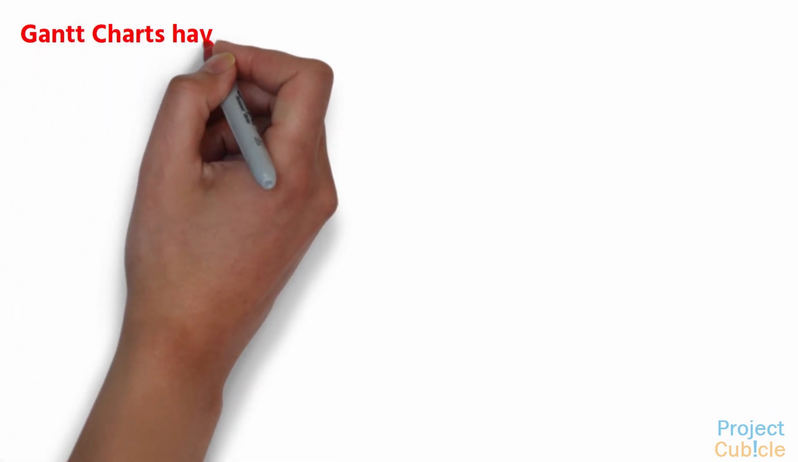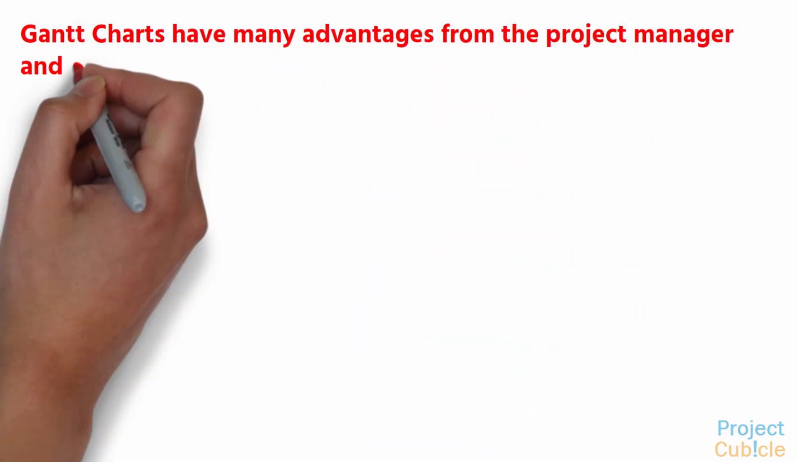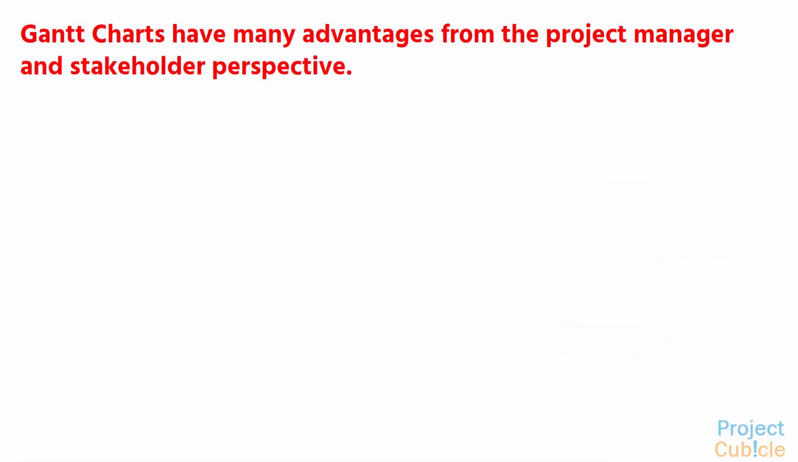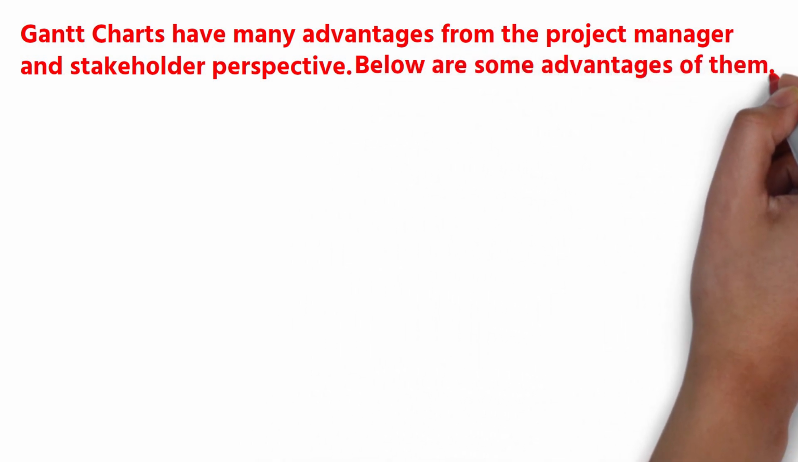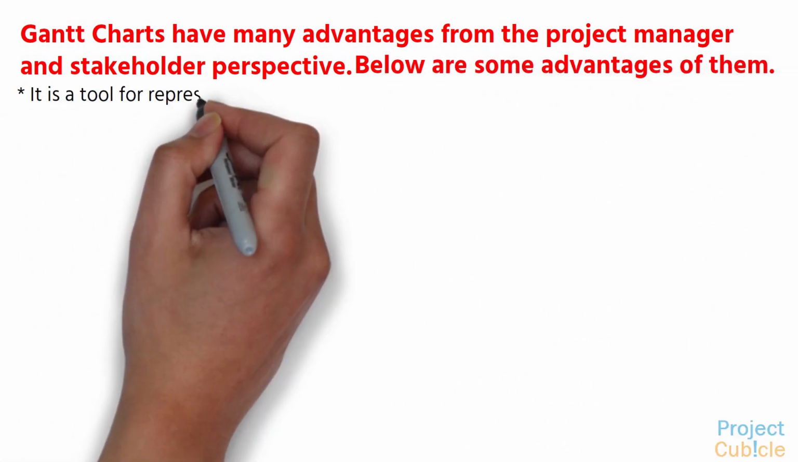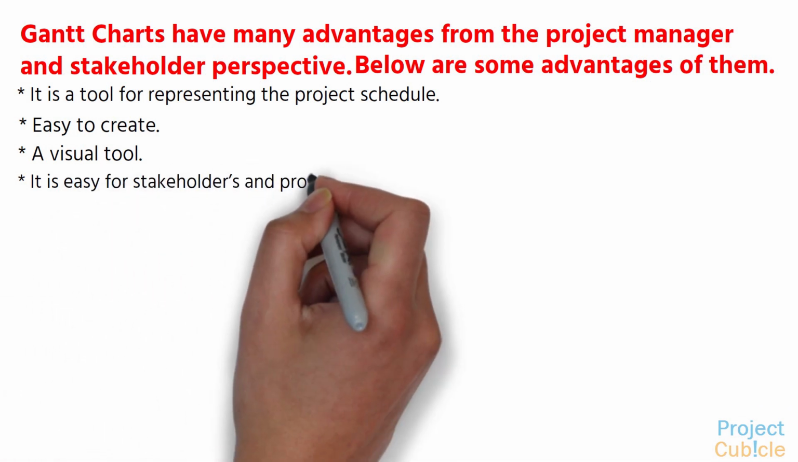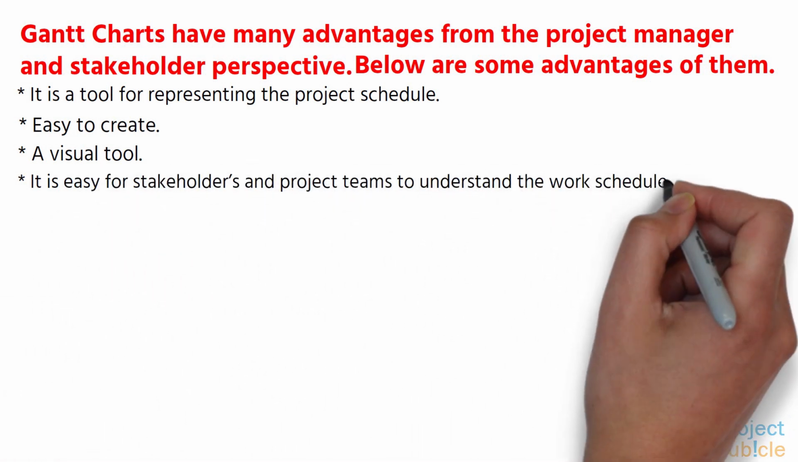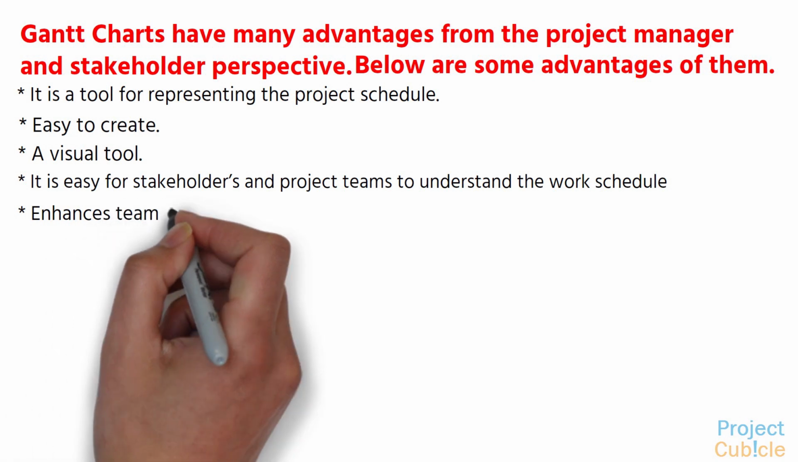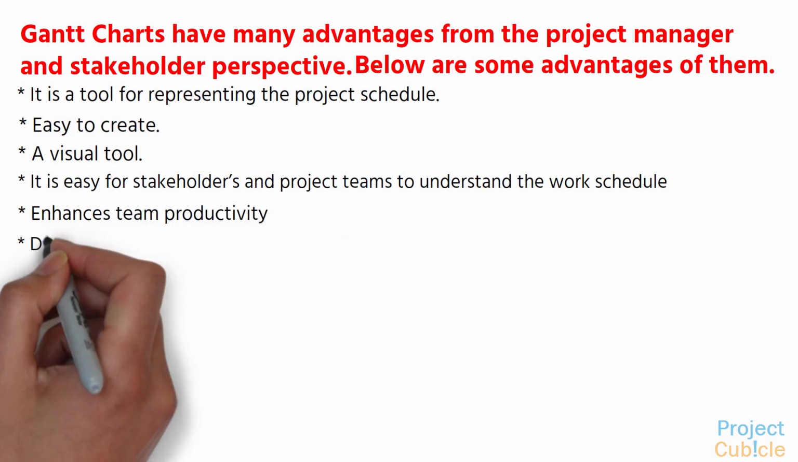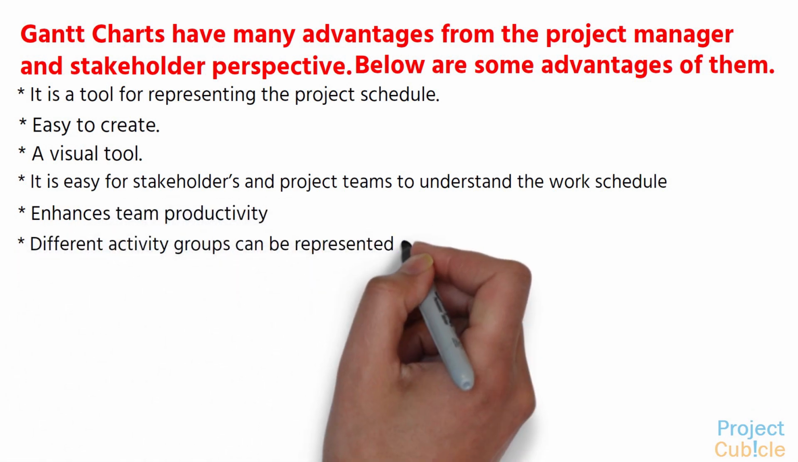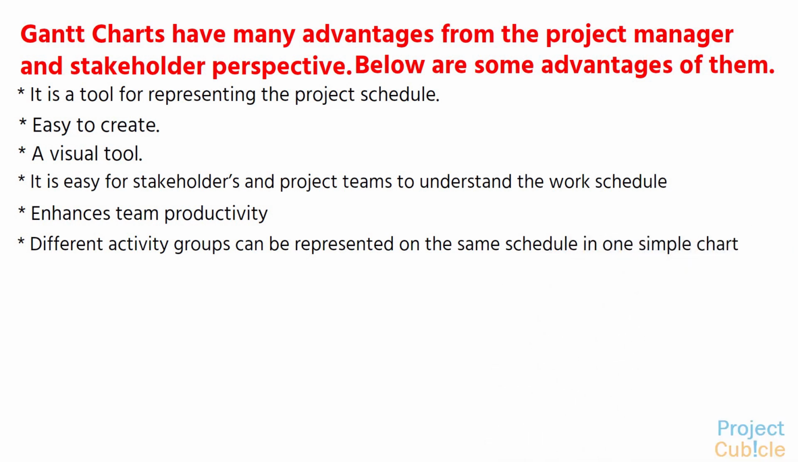Gantt charts have many advantages from the project manager and stakeholder perspective. Below are some advantages of them. It is a tool for representing the project schedule. Easy to create. A visual tool. It is easy for stakeholders and project teams to understand the work schedule. Enhances team productivity. Different activity groups can be represented on the same schedule in one simple chart.